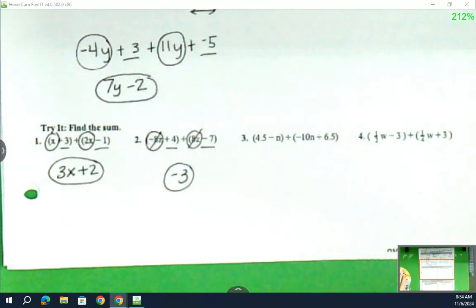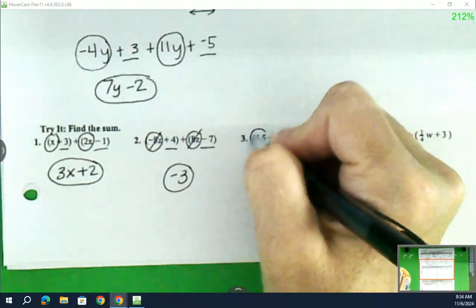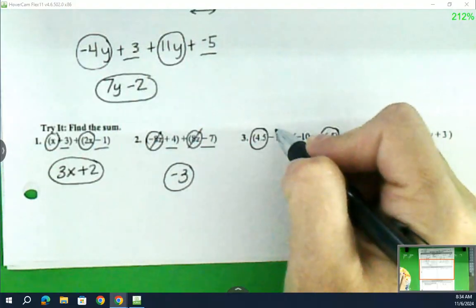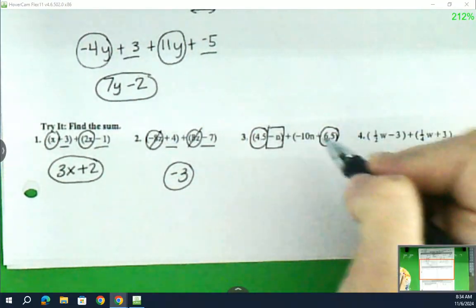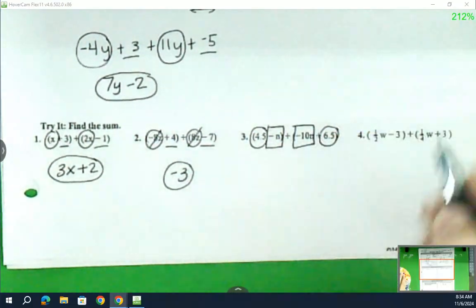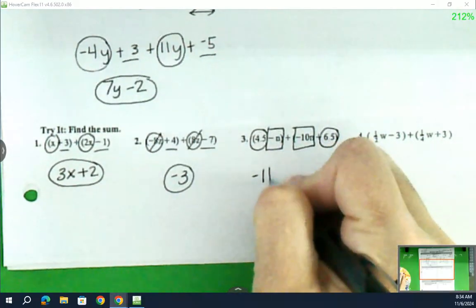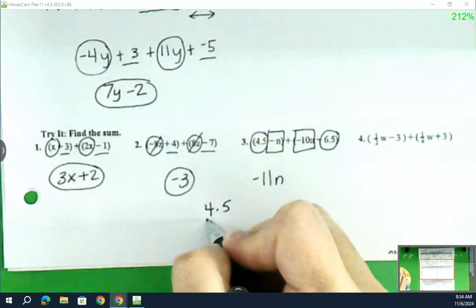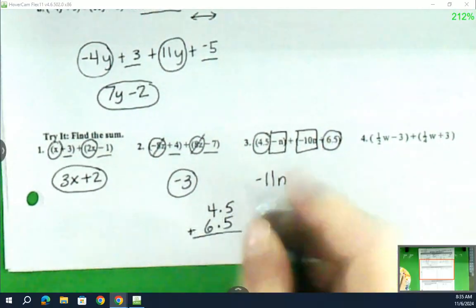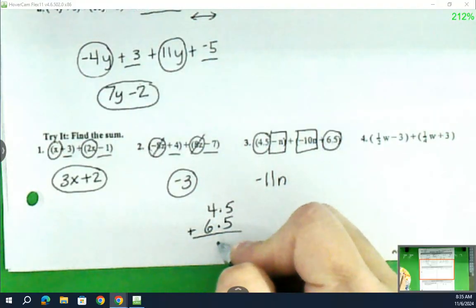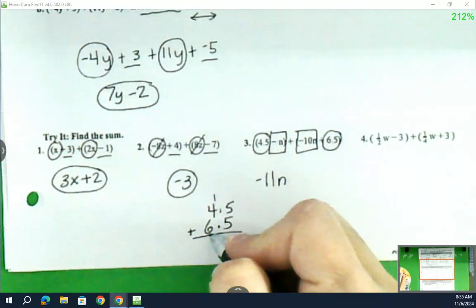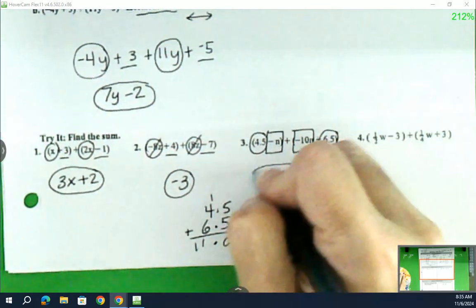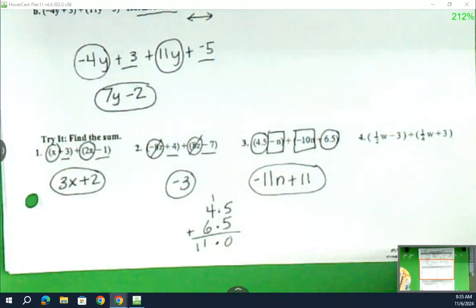Okay, number 3. We have a 4.5, which is going to combine with our number 6.5. But we're going to start with our variable. So we have a negative n plus negative 10n for a total of negative 11n. And then adding our decimals, we may have to line those up off to the side. Remember that you line up your decimal when you add. 5 plus 5 is 10. Carry the 1. 10, 11. So negative 11n plus 11 is our answer to number 3.